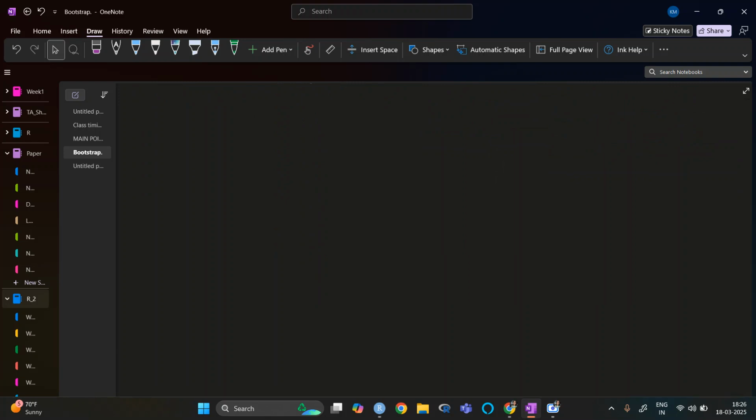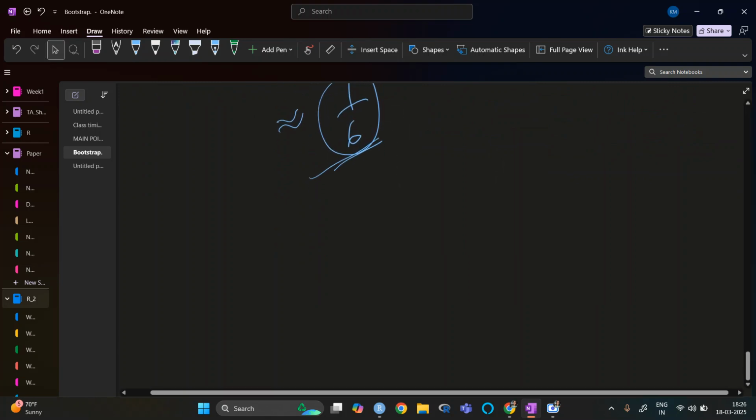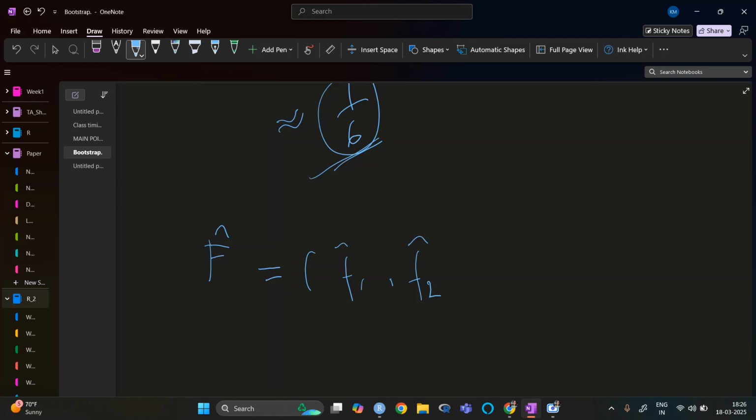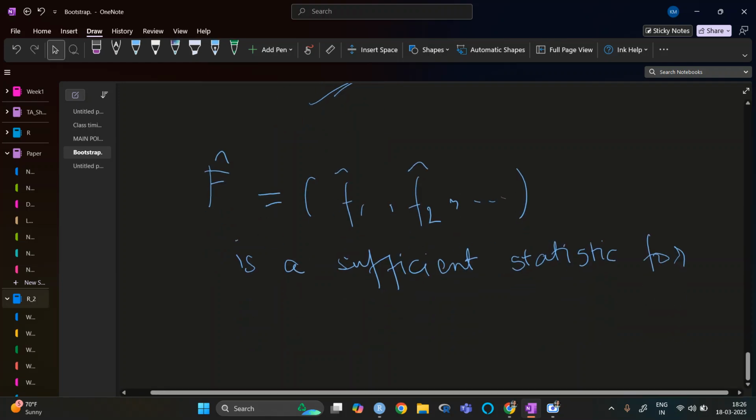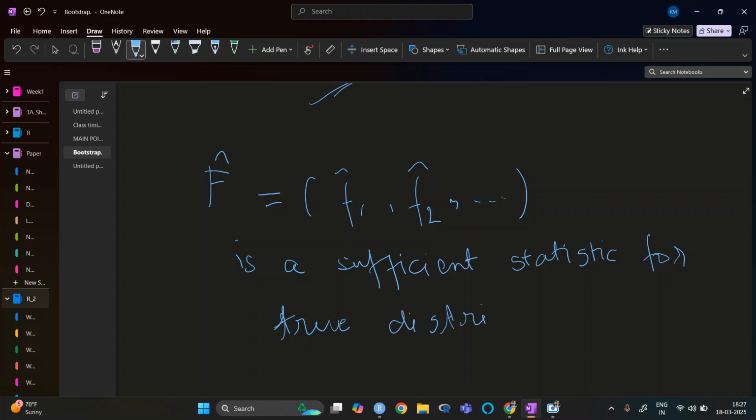Now, it can be proved that the F bar, which is F1 cap, are basically estimates. So these frequencies are basically estimates. So this is a sufficient statistic for the true distribution.